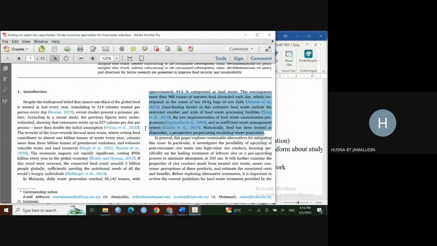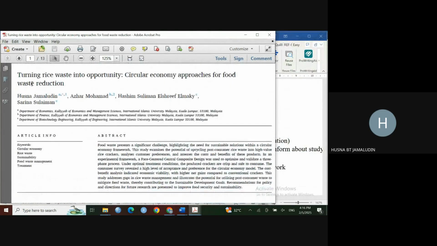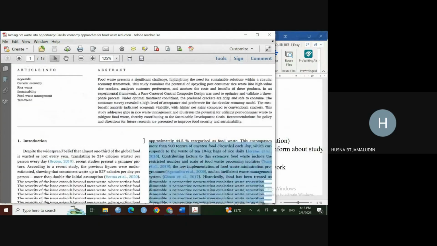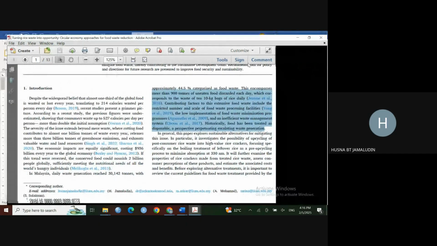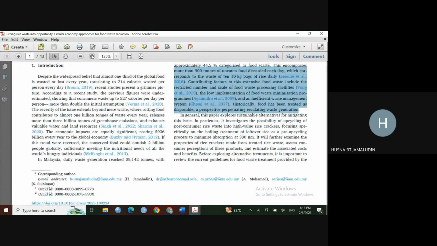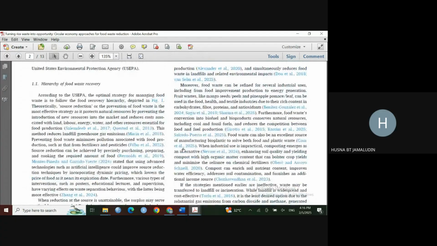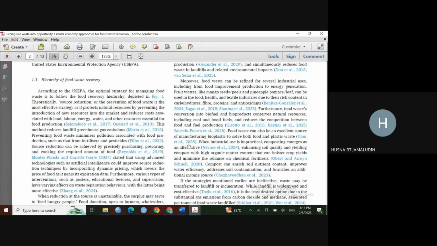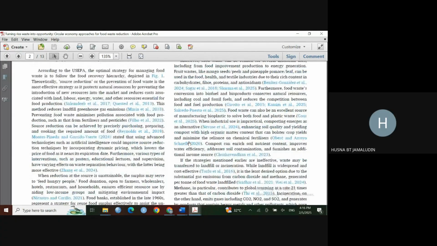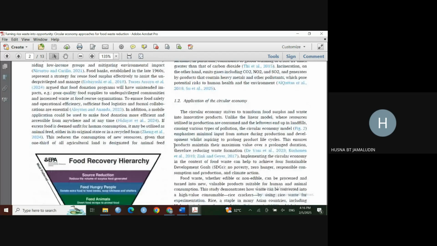This is about the rice waste paper we mentioned just now. Let's make it bigger. What is the significance of this paper? Apart from the problem, why do you think it is significant? Let me see. Scroll down.